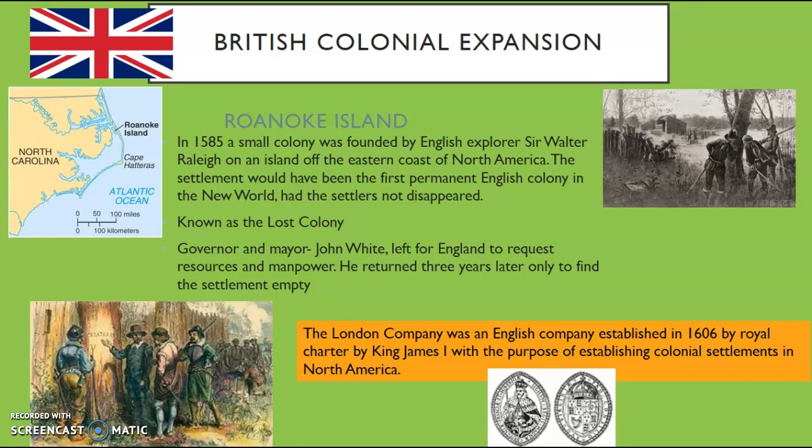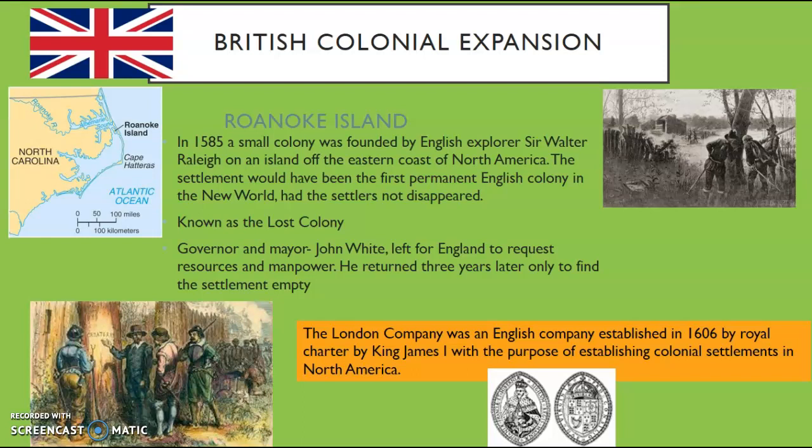One is Roanoke Island. This is where Sir Walter Raleigh landed in 1585. It's actually in North Carolina, and it was the first permanent English colony, but the settlers disappeared, and that's why it's called the Lost Colony. They had a governor, Mr. White, who was living there. He left to go get some resources back in England. When he came back, everybody was gone.